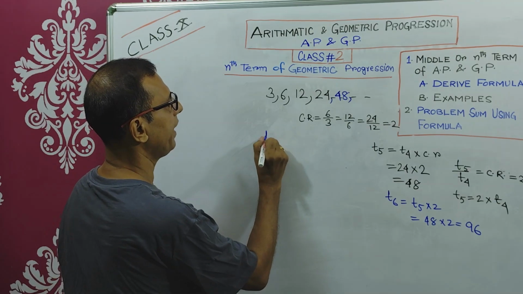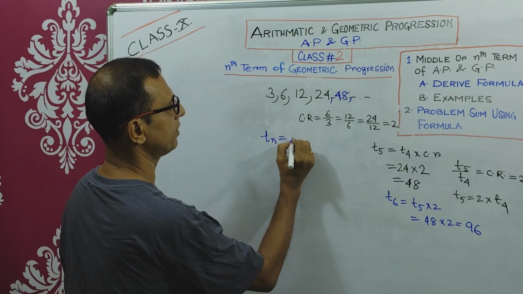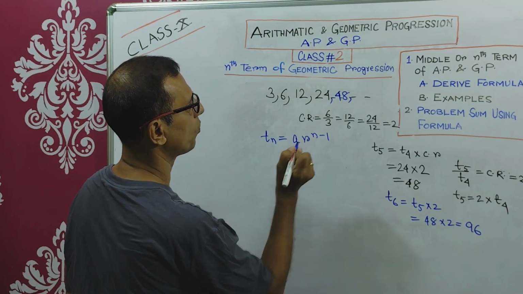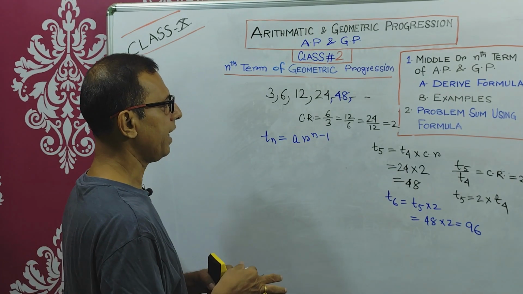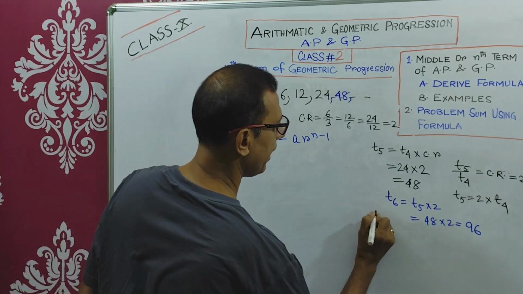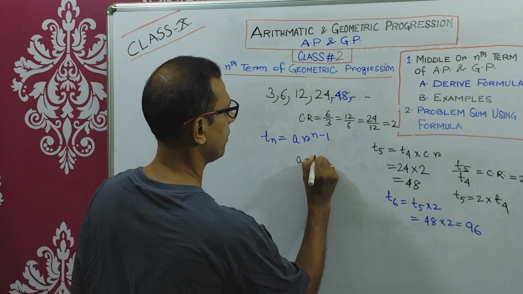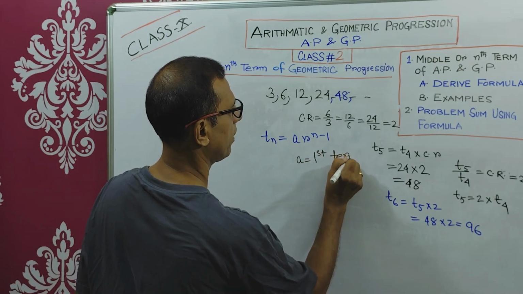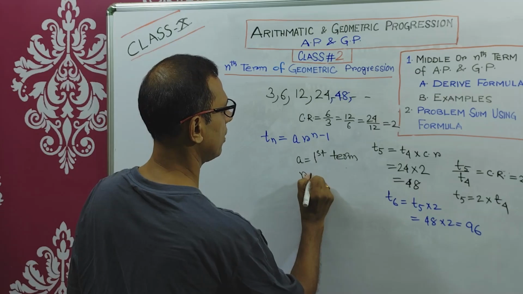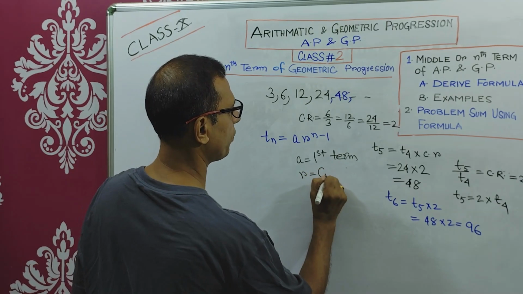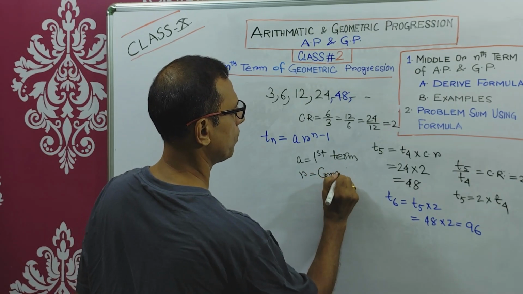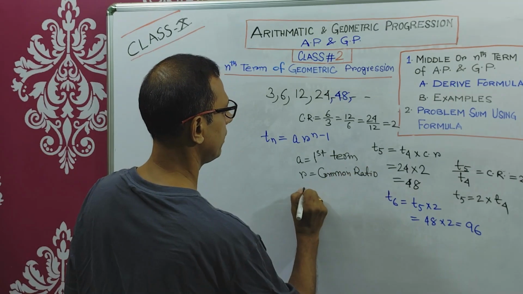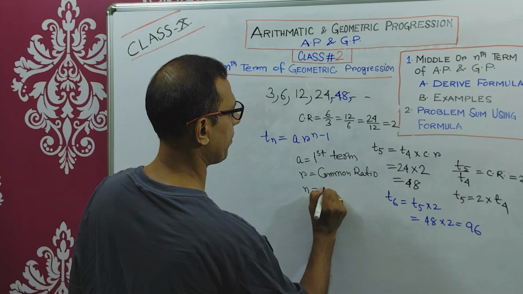What is that? The nth term of a GP series is Tn equals a r to the power n minus 1, where a is the first term, r is the common ratio, and n is the number of terms.